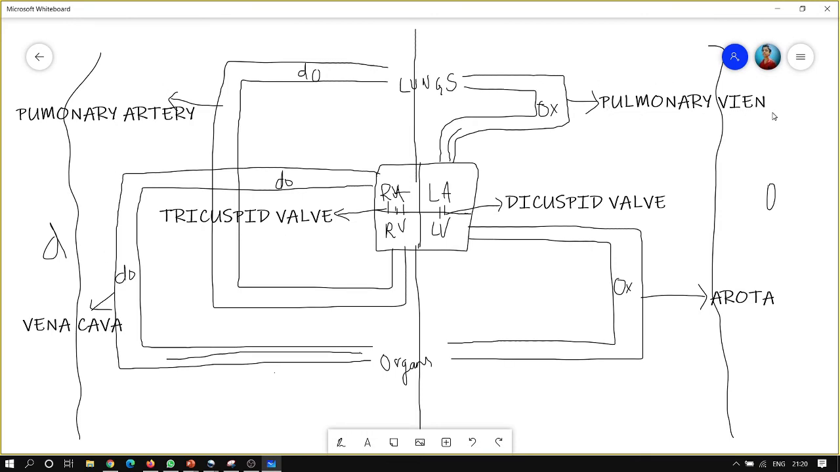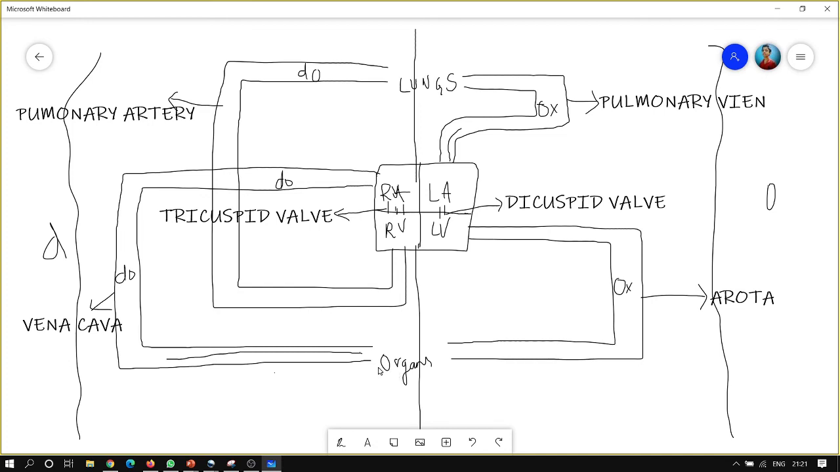This is the pulmonary vein. So the process is, first from the lungs you get oxygenated blood through the pulmonary vein. It goes into the left atrium, and from the left atrium through the bicuspid valve it goes to the left ventricle, and going through the aorta it goes to all parts of the body, in all cells.